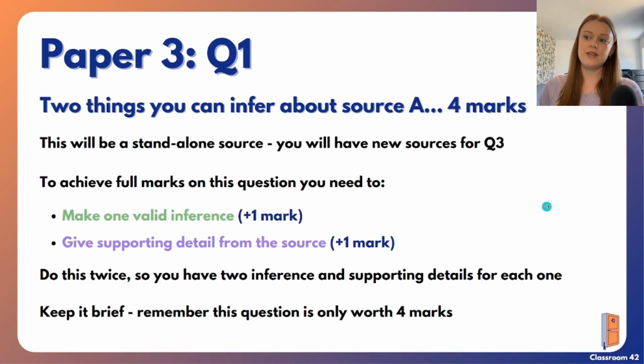Okay, so let's have a look at the first question. So this first question will look at a standalone source, so this source won't be in any of your other questions in the paper. And this question asks you to give 2 things you can infer about the source. It's only worth 4 marks, so you only need to kind of do 1 paragraph for this question. And to achieve full marks, you need to make 1 valid inference, which will give you 1 mark, and then give a supporting detail from the source about that inference, and then do that again.